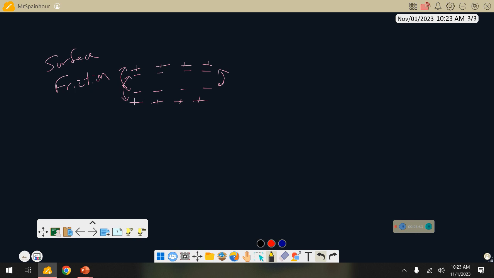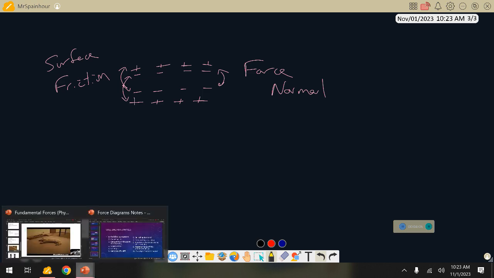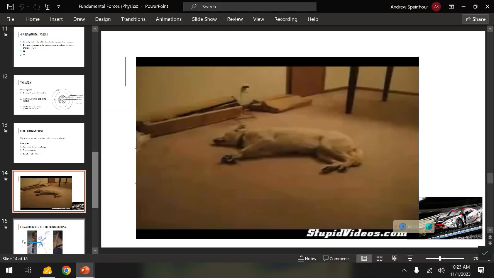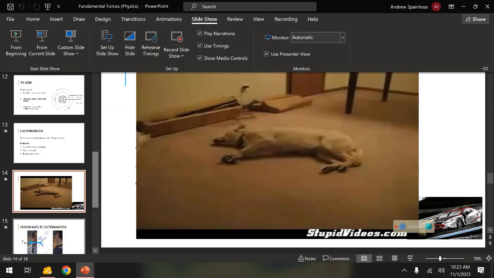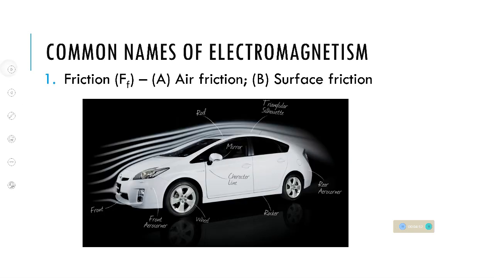All right, now, negative over here. The other day, I think I told you this was force normal, and it is and it isn't. There is a time to use force normal, and there's a time to use the other thing that we have on this. We'll get to here in just a second.